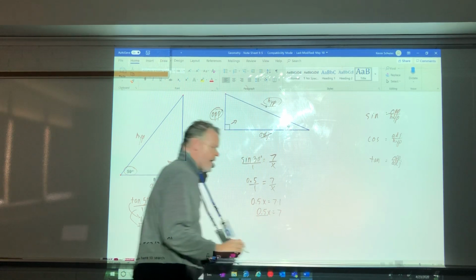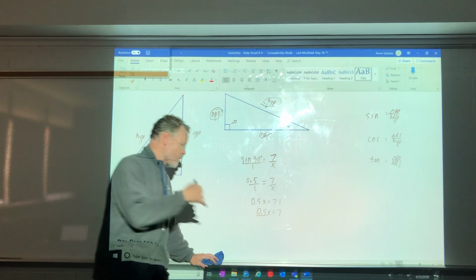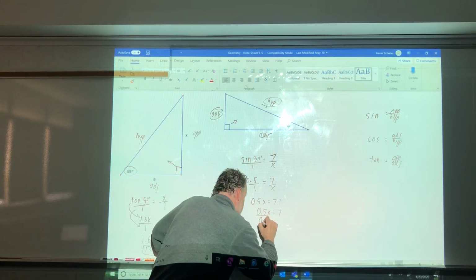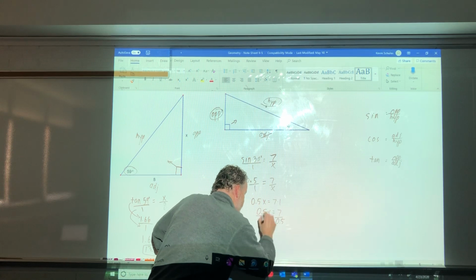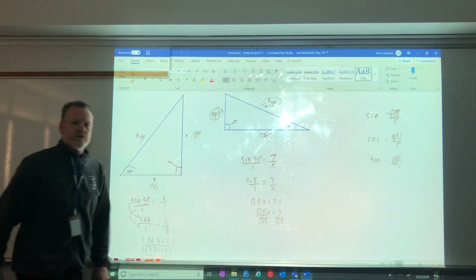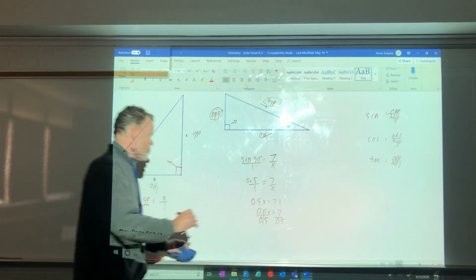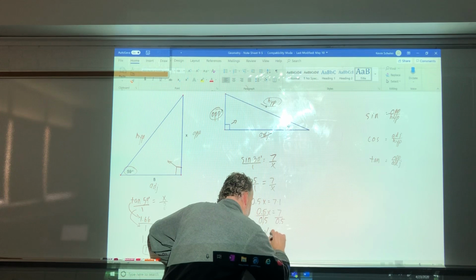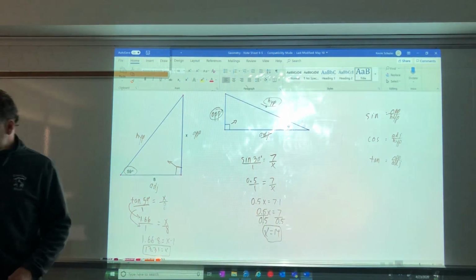0.5x equals 7. Remember, when we solve for x, this is 0.5 times x. Inverse multiplication is division. Whatever we do to one side, we do to the other side. This cancels out. We go in and we do 7 divided by 0.5, and we're going to get x equal to 14. Okay? So that's it for your trig ratios.